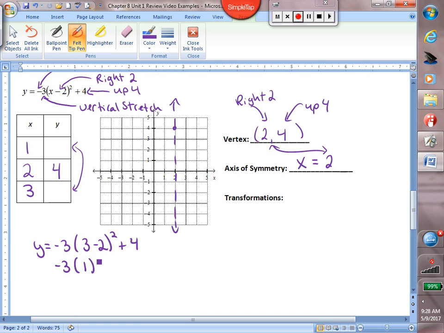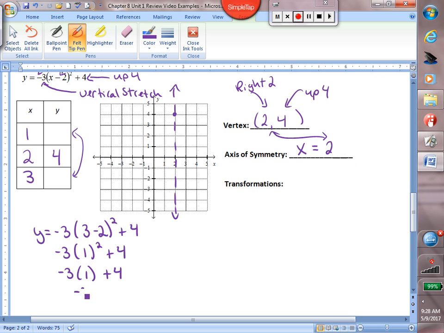We do what's inside the parentheses first. Then we do our exponent next. That's the part we really have to be careful on. So we end up when x is 3, y is 1. So when x is 1, y will also be 1. So let's go ahead and graph 1, 1, and 3, 1. And we get our nice U-shaped parabola.